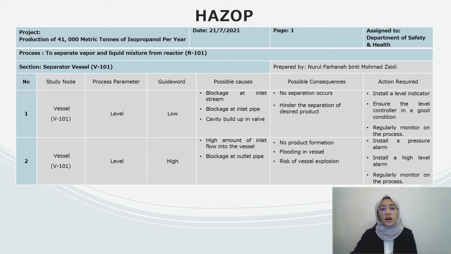Another possible incident that could occur related to V101 is when the liquid level is too high. The cause of this could be either the high amount of liquid inlet compared to the outlet stream and possibly caused by the blockage at the outlet pipe. This could lead to inadequate product formation due to the flooding in the vessel and ultimately results in vessel rupture or explosion. The action required to avoid this is by installing a safeguard such as pressure and high liquid level indicator as well as regular performance monitoring on the unit.